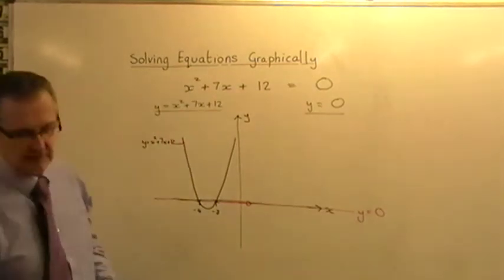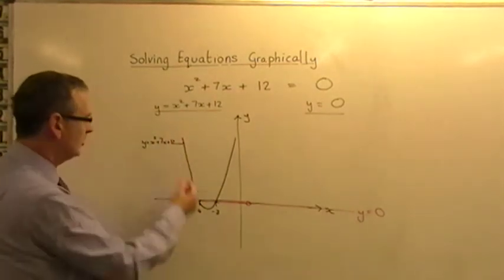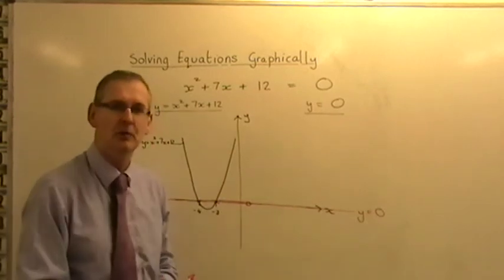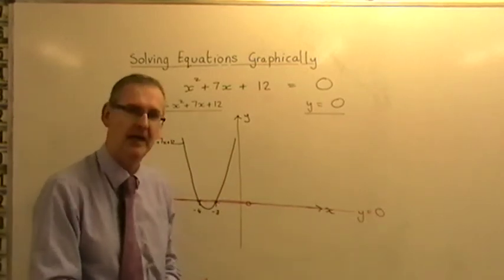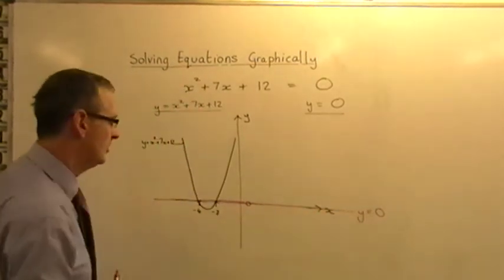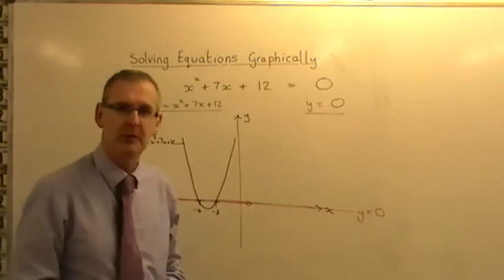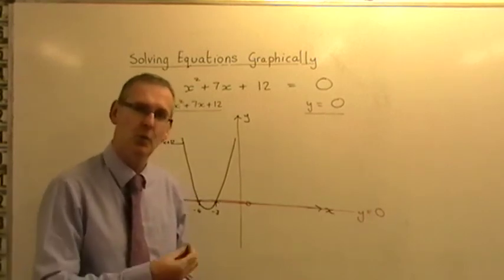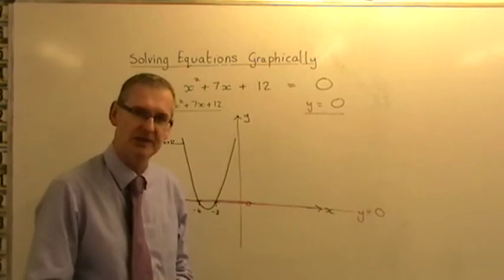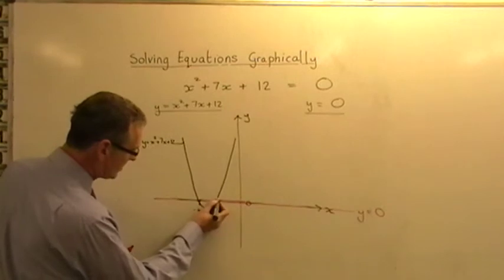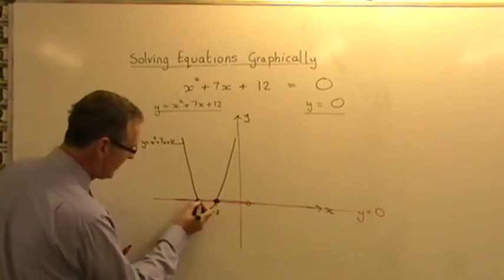So I've got two graphs drawn. I've got the original curve, which you got from a table of values. I'm just showing you what it would look like if you did it accurately. And you've got the line y equals 0. What we do now is see where those two graphs intersect, and at those intersection points work out what the x coordinates are of those 2 points. Well, you can see here that they actually intersect there and there.